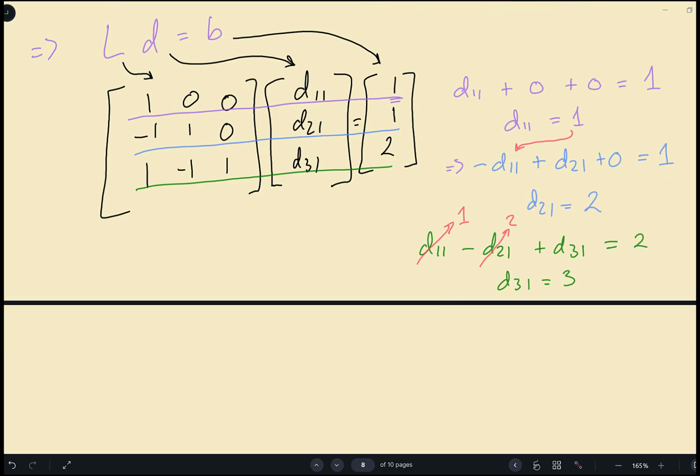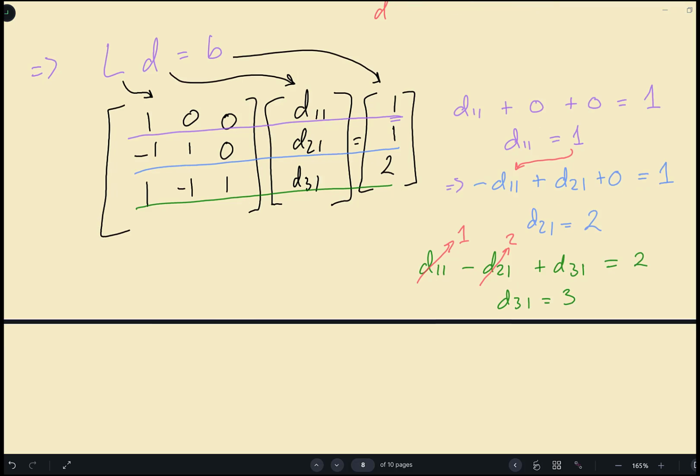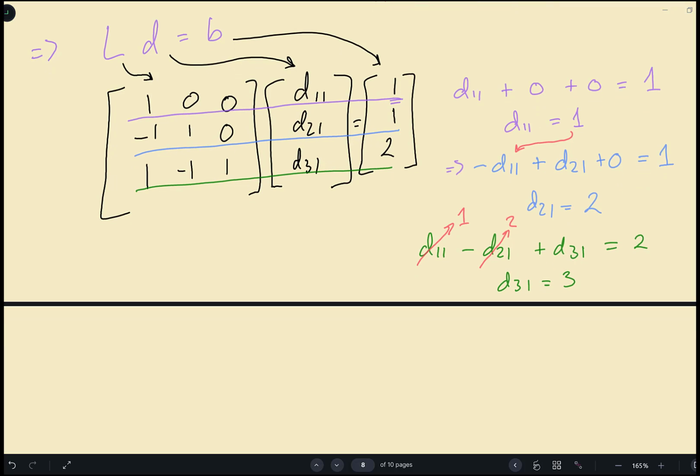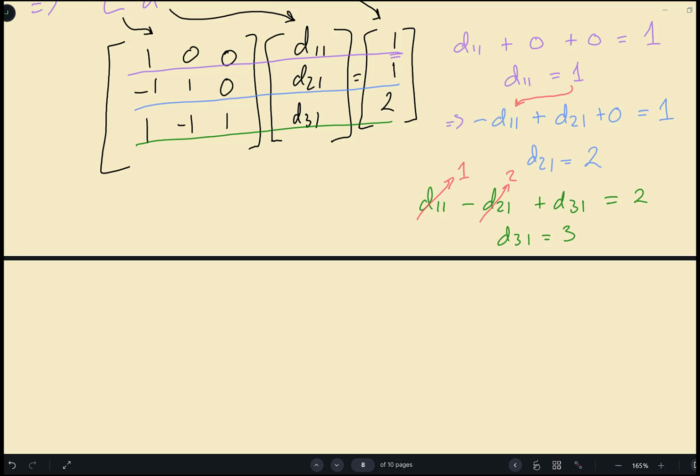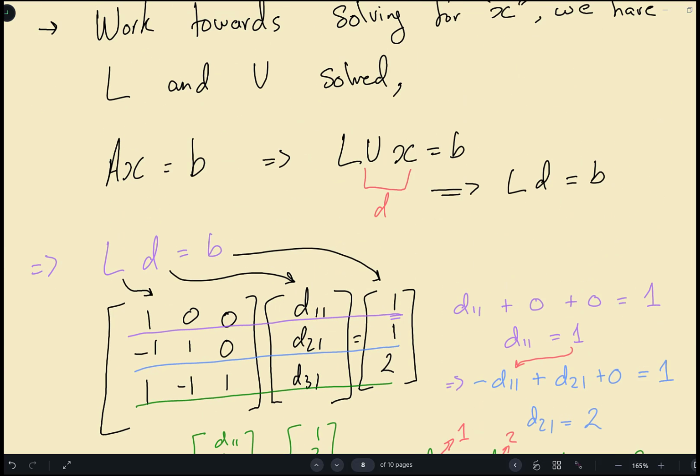So now we have solved for this vector D, which we're going to use to solve for the unknown variables x1, x2, and x3. So in this case, right, we have this vector D11, D21, D31, and this is equal to 1, 2, 3. All right, so now we're going to look at the second part of solving for the x, where we have Ux equals D, right? If you remember from before, we have Ux right here equals D.